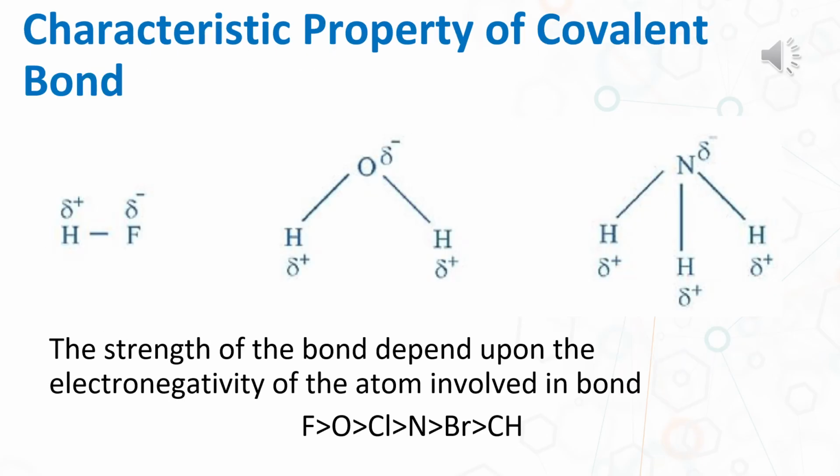Still under the characteristic property of covalent bond. As you can see on this slide, we have the strength and polarity of the bond. And it depends on the electronegativity difference between the atoms. Okay? And as you can see, that is the trend in terms of the electronegativity. And if you observe the trend, the greater the electronegativity difference results in a more polar bond.